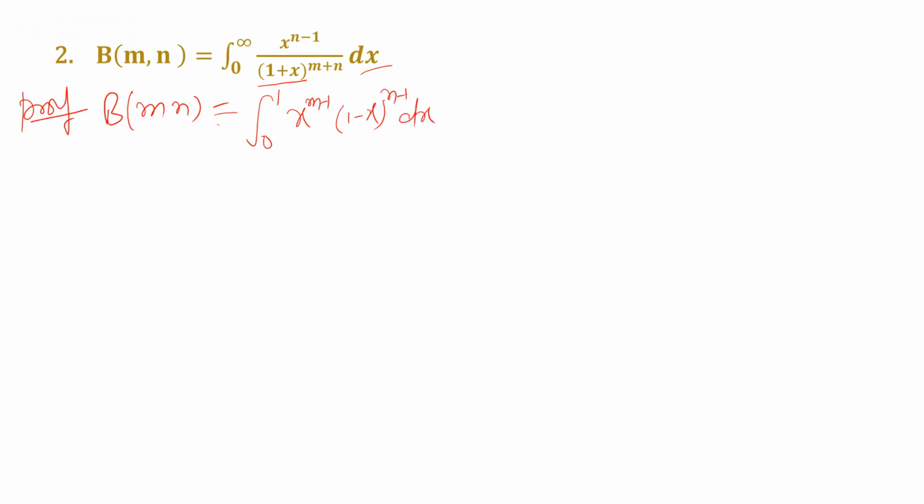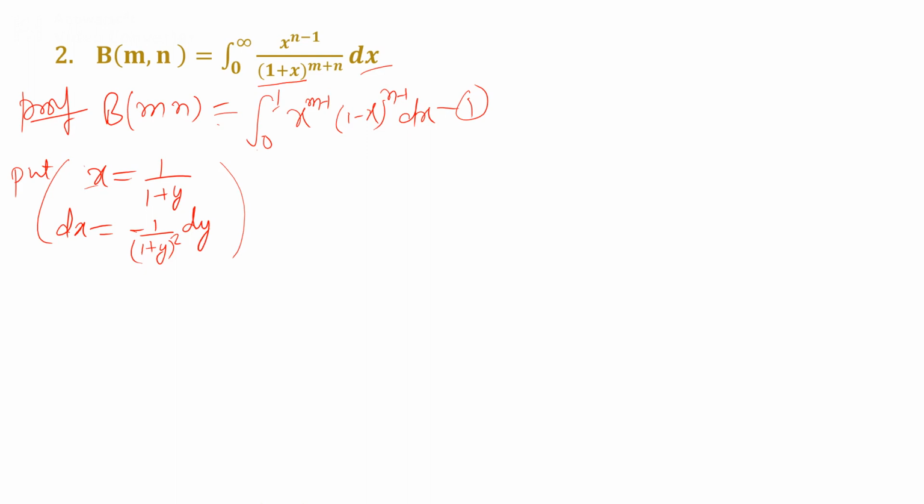Now here we just put x is equal to 1 upon (1 plus y) and differentiate both sides. So we write dx is equal to minus 1 upon (1 plus y) whole square dy. Now we put this in that equation 1. So here the limits: if we put 0 in the place of x, we get y equal to infinity, and when we put 1, we get y equal to 0.